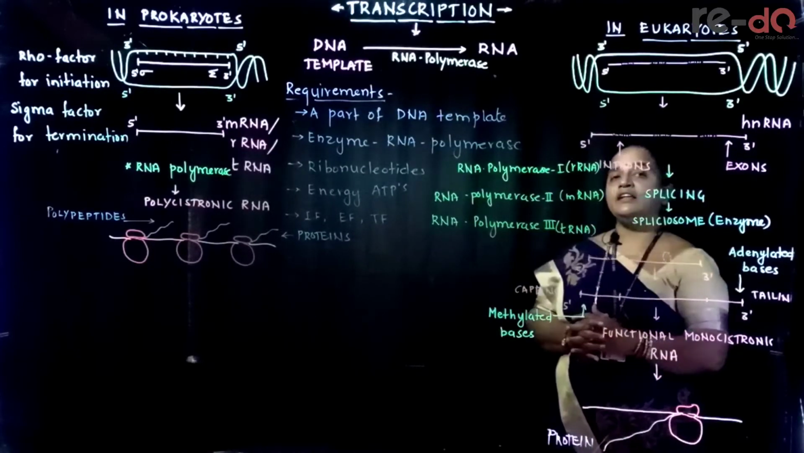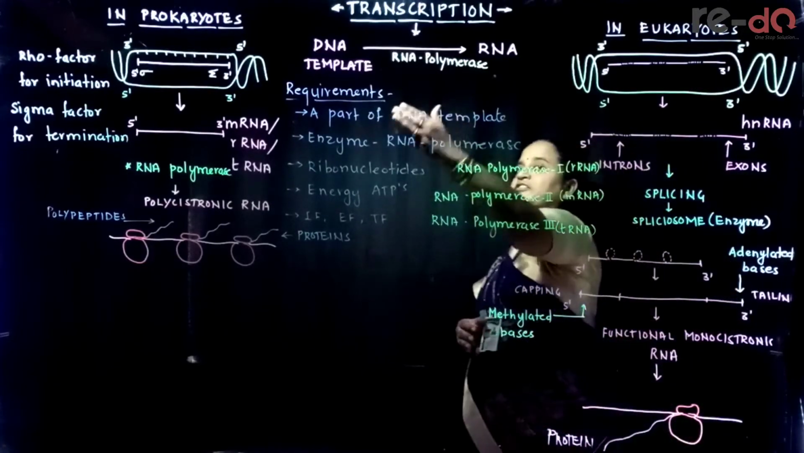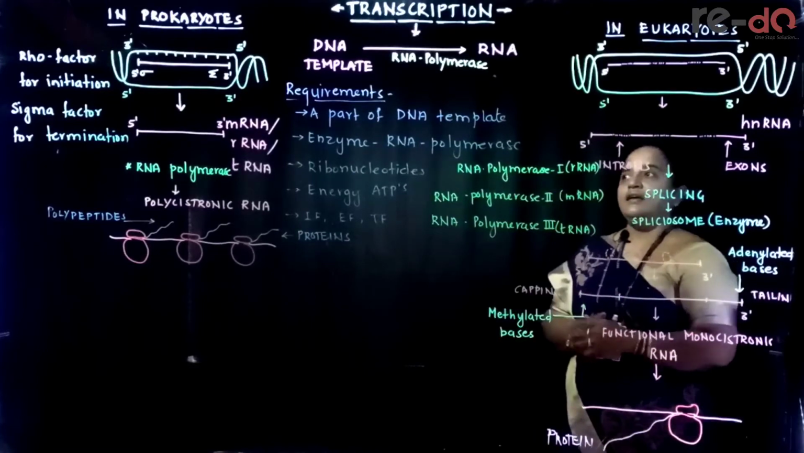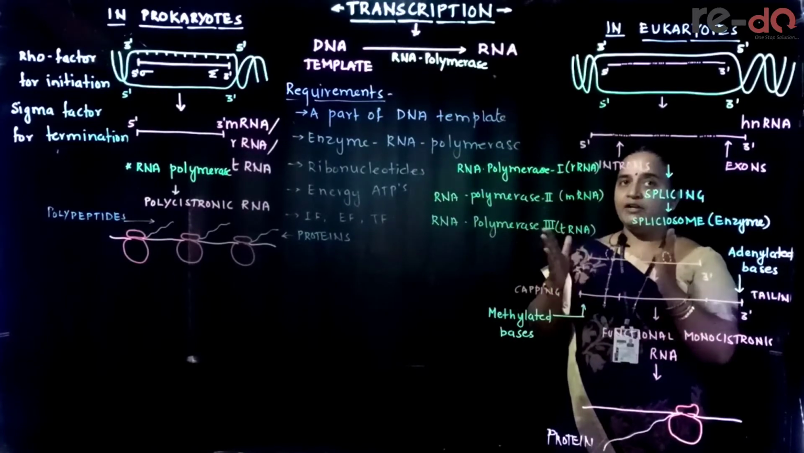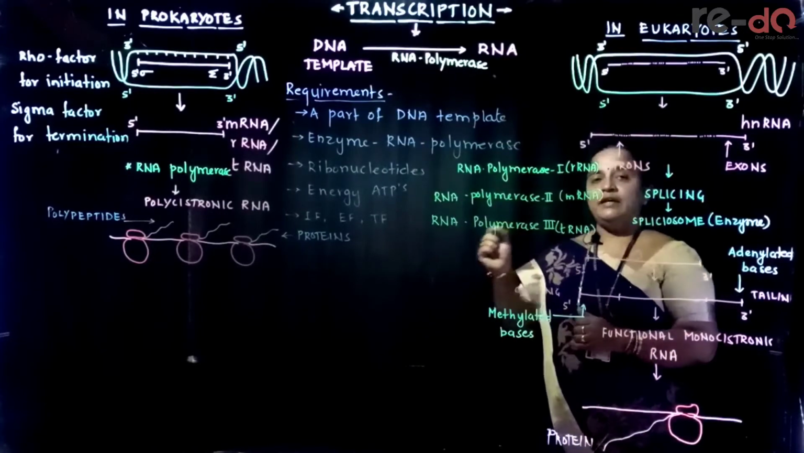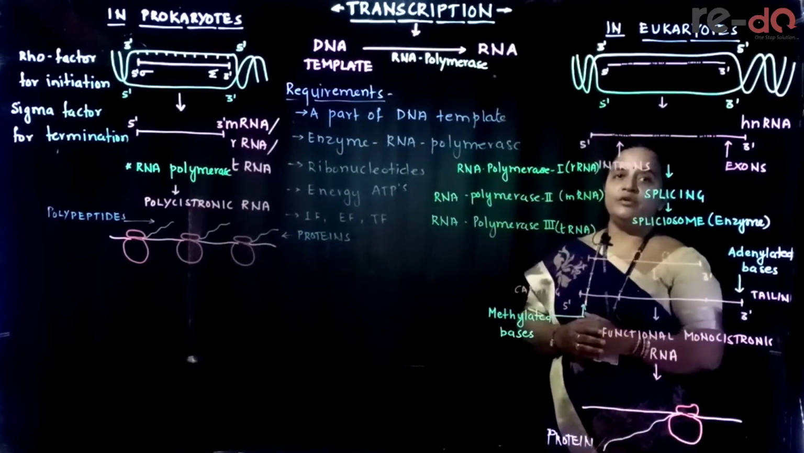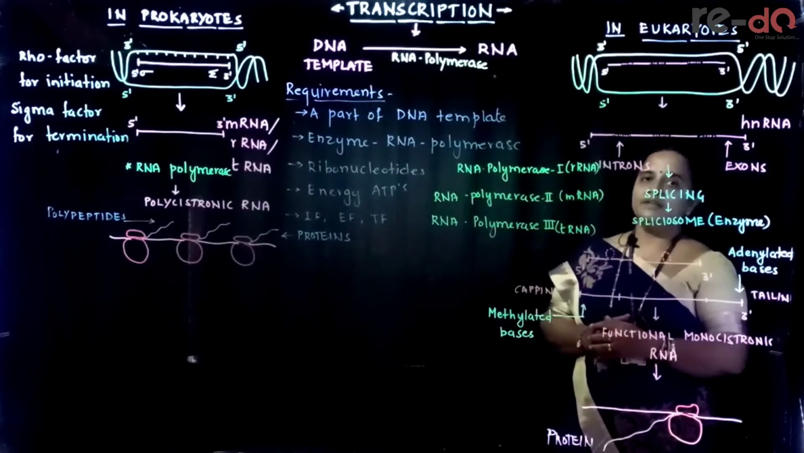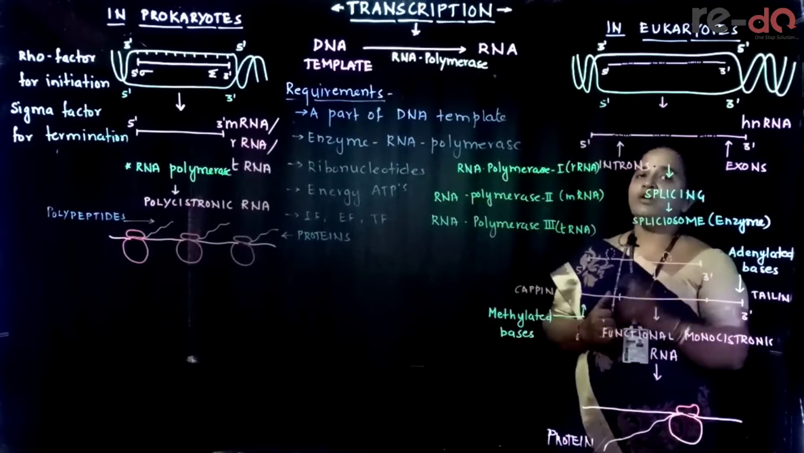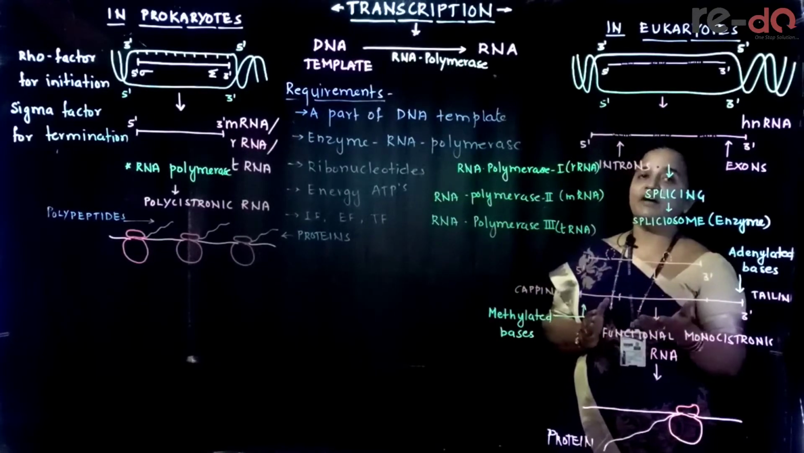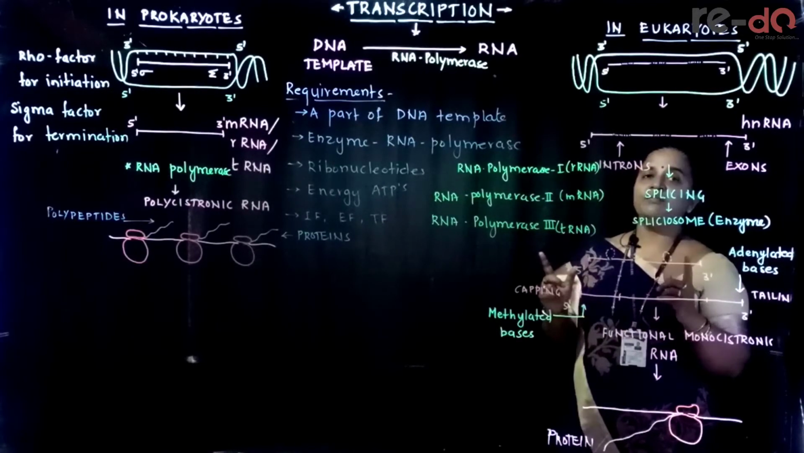Now for this RNA production, what exactly are the requirements? Just read the list given in the center. A part of DNA template, not the entire DNA template, a part of DNA template. Enzyme necessary is RNA polymerase. Now here remember, in prokaryotes there is only one RNA polymerase, maybe for production of mRNA, rRNA or tRNA. But in eukaryotes there are 3 different types of RNA polymerases. It is known as polymorphism of RNA polymerase activity.